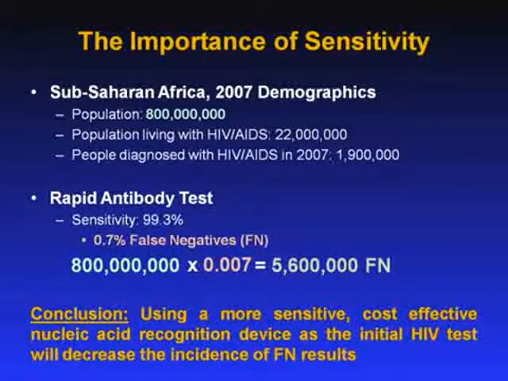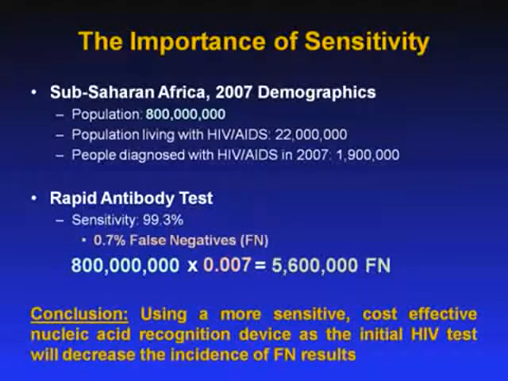Okay, so sub-Saharan Africa had a rather large population of 800 million in 2007. Of that 800 million, approximately 3%, or 22 million people, were living with HIV or AIDS. Let's just say that every person in this particular population of 800 million was tested for HIV.